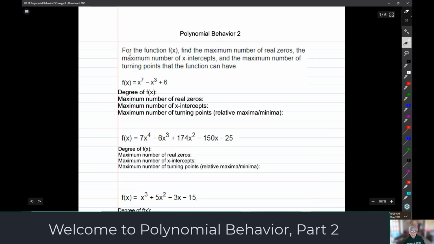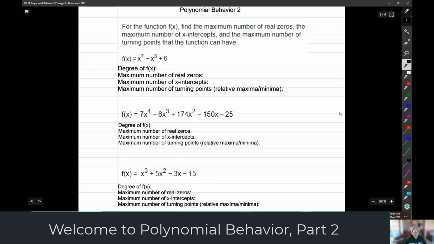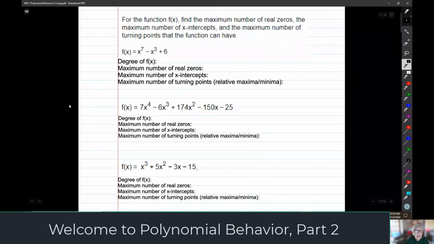So here we are. Actually, this is really interesting and very, very different. We're going to talk about how the leading term, the highest degree term in a polynomial, can tell you a lot of information that actually could make your work easier. So let's look at this.